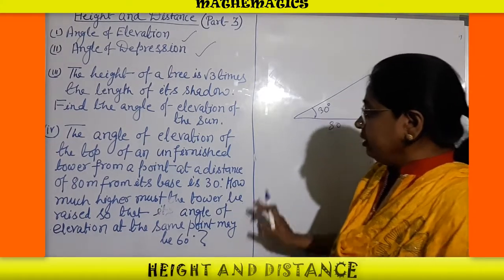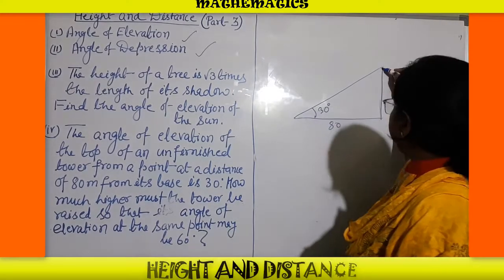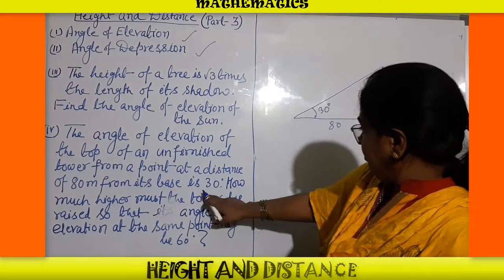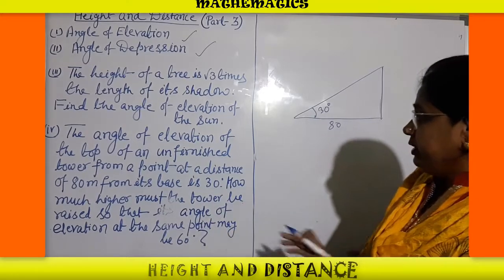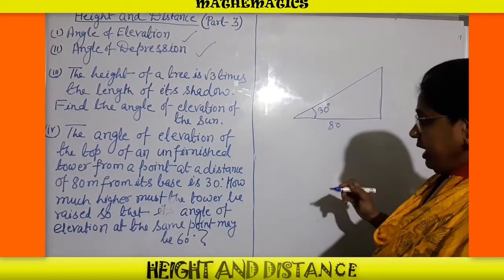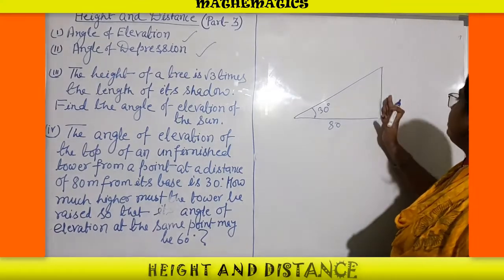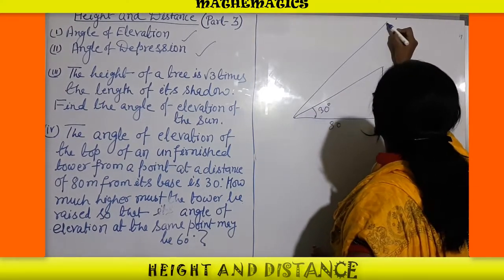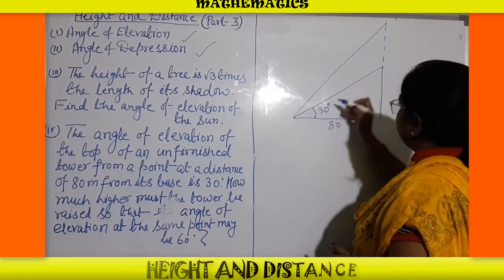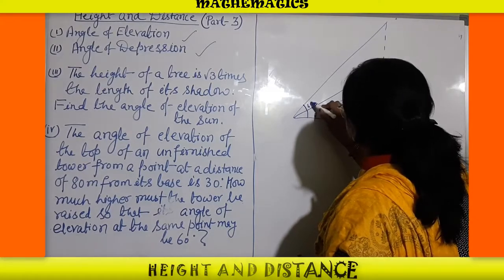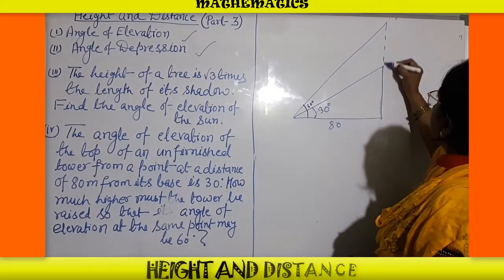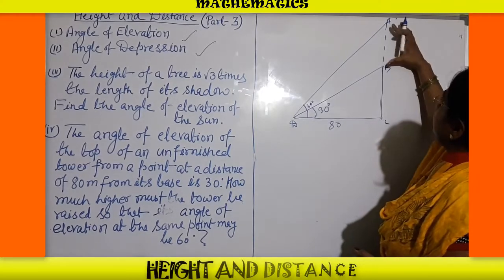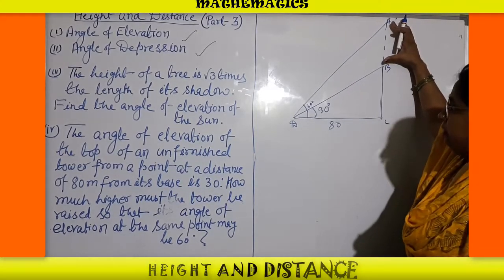And the second part is how much higher. The tower is unfinished, we have to make it higher. Then how much higher must the tower be raised so that its angle of elevation at the same point may be 60 degree? That means how much higher it will be so that the angle of elevation is 60 degree. That means this portion we have to find out. Now mark the points A, B, C, D. How much higher? This is your question, this length we have to find.